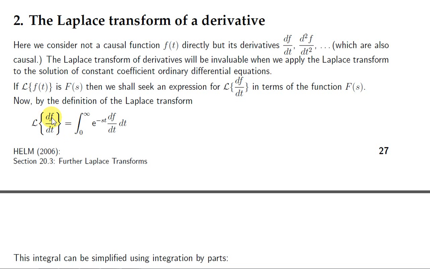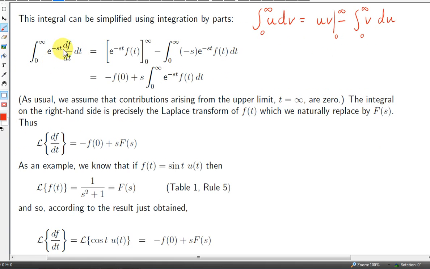Let's look at the derivative of f with respect to time. To get L of this function, of course, we multiply by e to the minus st, integrate from 0 to infinity with respect to time. So we're going to use integration by parts. We have a product of functions here.